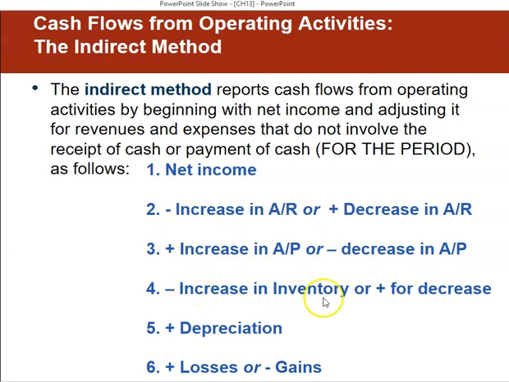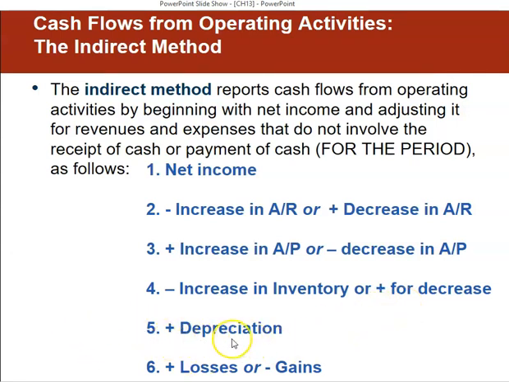Inventory is an asset, and it's done just like accounts receivable, which is an asset. If we have an increase in inventory, that would tend to indicate that we have spent more money on inventory than what we've actually been able to sell for cash. And so that is a negative adjustment. And then if our inventory has gone down, that's an indication that some of the inventory that we sold was purchased in a prior period.